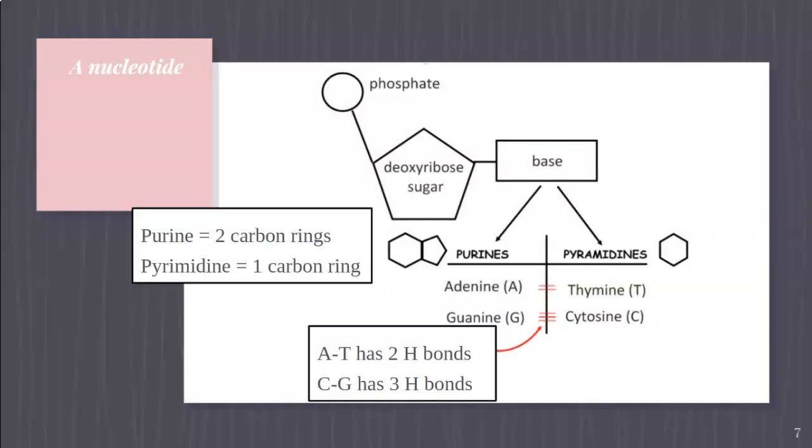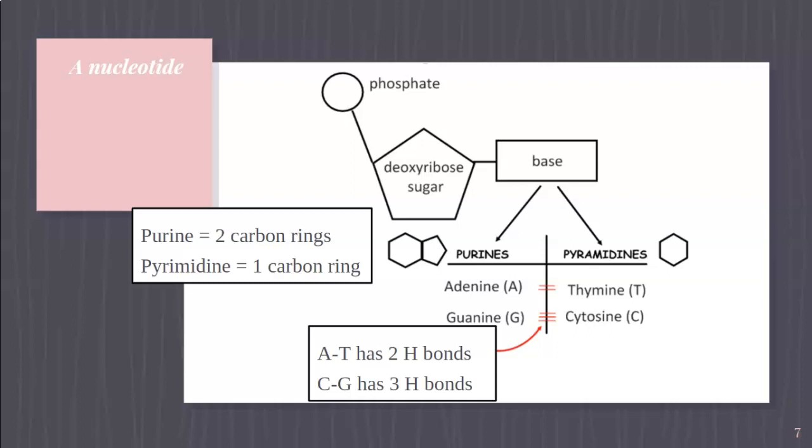So what is a purine and a pyrimidine? Well, a purine is like A and G. They have 2 carbon rings, so they're just a little bit larger, whereas a pyrimidine would be like T and C, 1 carbon ring, so just a little bit smaller.